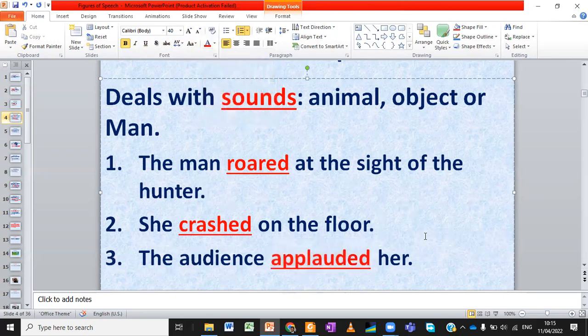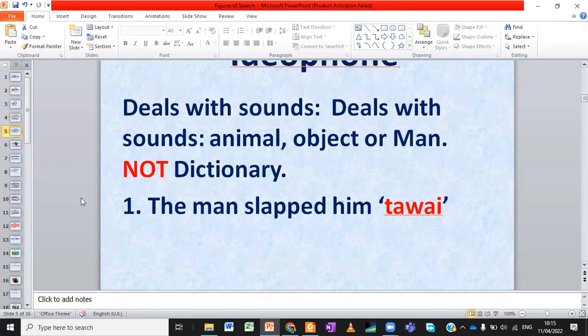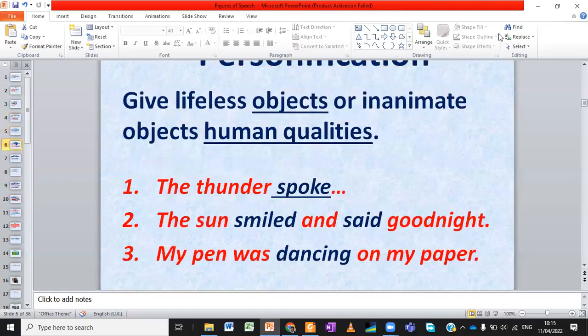And you know, when you clap, there's always a sound, okay? You cannot clap silently without hearing the sound. So that's very correct. So onomatopoeia deals with the sound of an object, animal, or human beings.